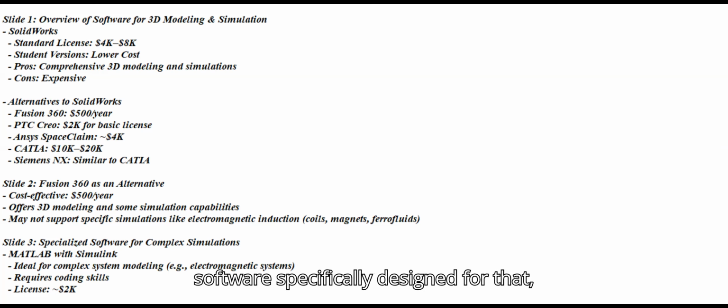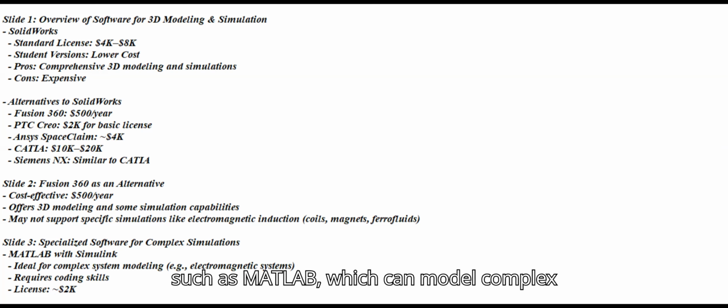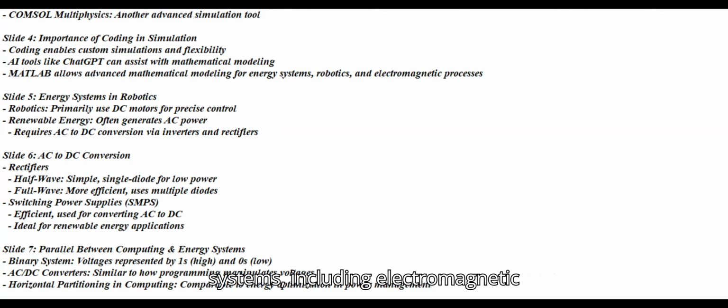There's software specifically designed for that, such as MATLAB, which can model complex systems, including electromagnetic systems with custom coding if you know how to code. MATLAB is around $2,000 for an individual license. What about COMSOL Multiphysics?